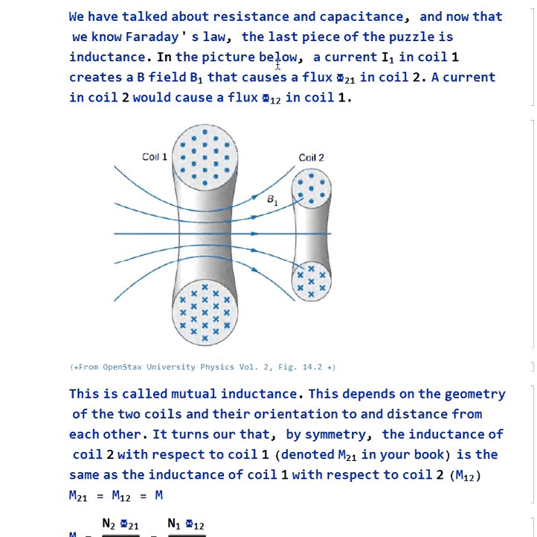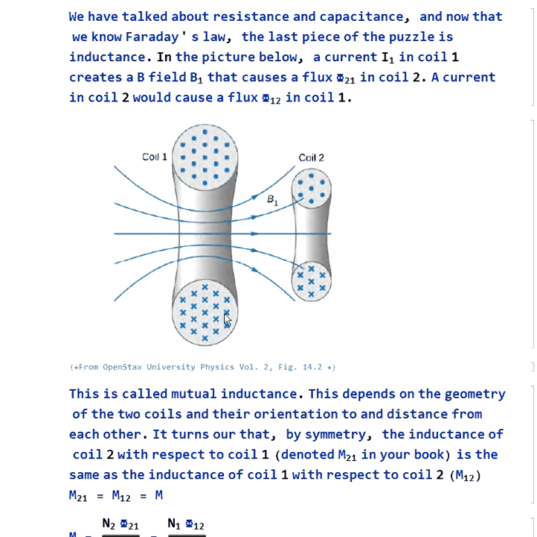Here in the picture below, we have a current I1 in this coil number 1, and it creates a B field B1. That's going through this coil number 2, and it's causing a flux, labeled phi 21, in coil 2. If we had a current in coil 2, that would cause a flux phi 12 in coil 1. This interaction between the two is called mutual inductance.